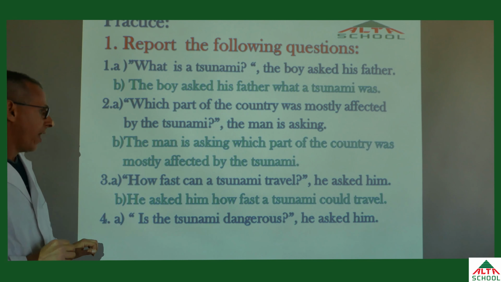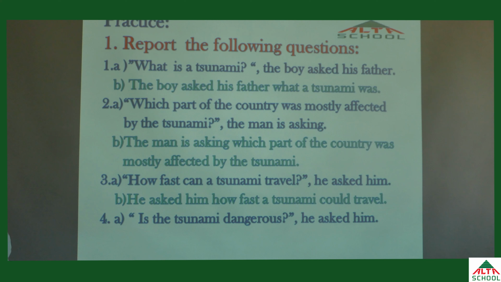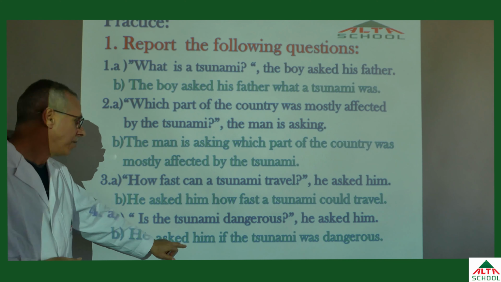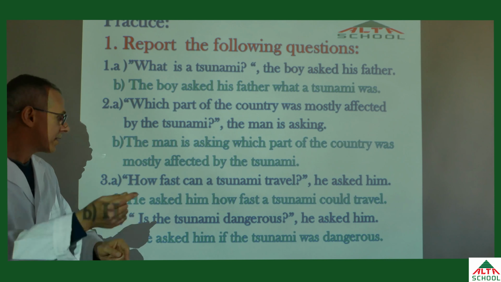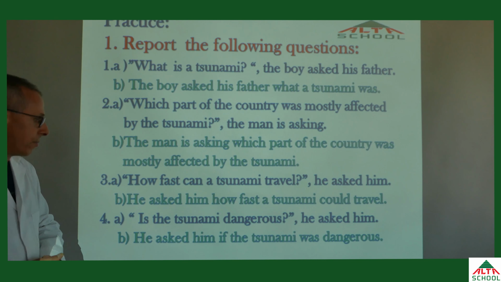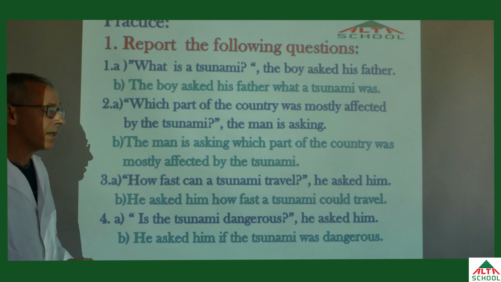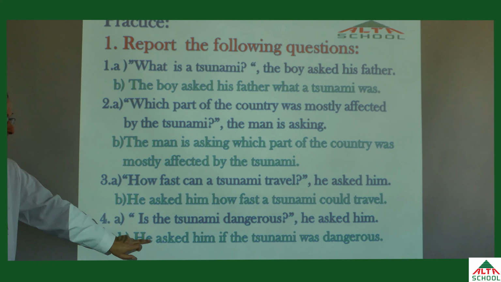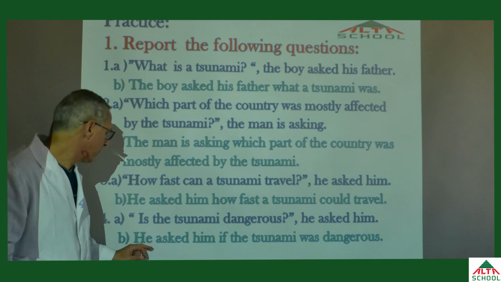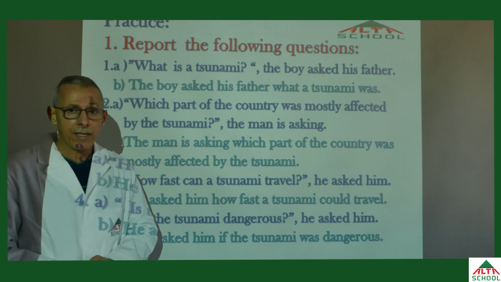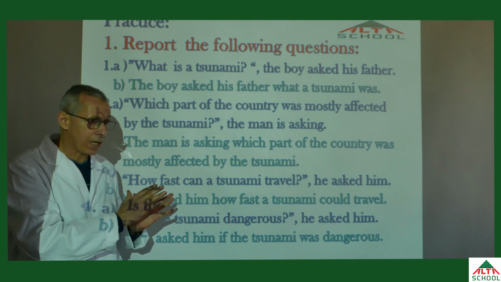Alright? And the last one is, is the tsunami dangerous? So here be careful, it's a yes or no question. We say he asked him if the tsunami was dangerous. Okay? Because here the reporting verb is in the past, automatically there should be also was instead of is. Clear? So, let's sum up this very quickly.